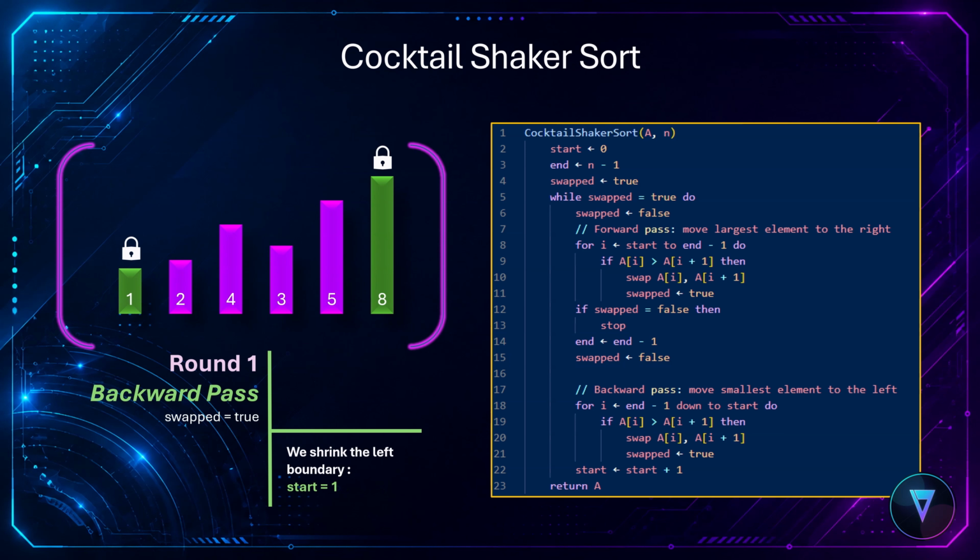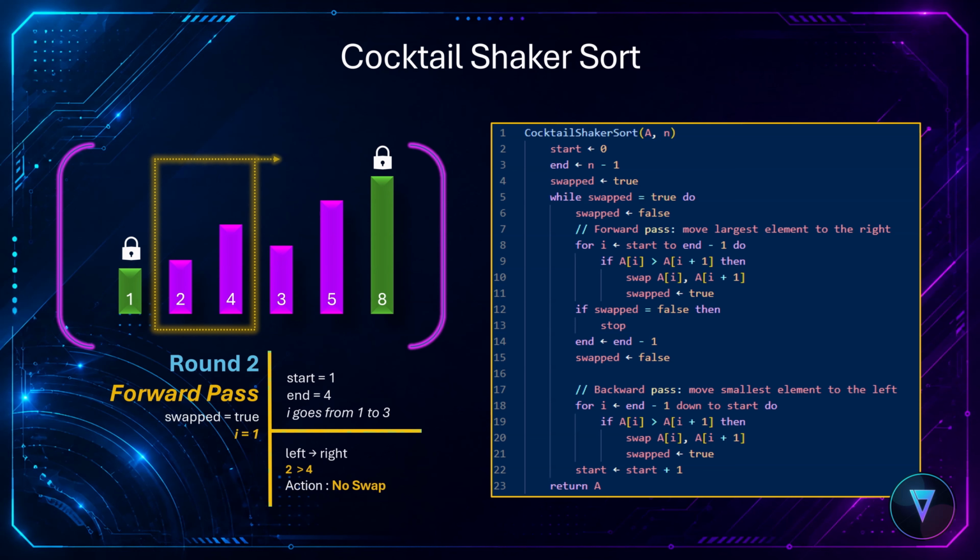And now 1 is locked at the starting position, while 8 is locked at the ending position. In one bidirectional round, both extremes are handled. Exactly. The unsorted operational window is compressed from both sides at once. Then we do start gets start plus 1. So start becomes 1. Now round 2 begins.